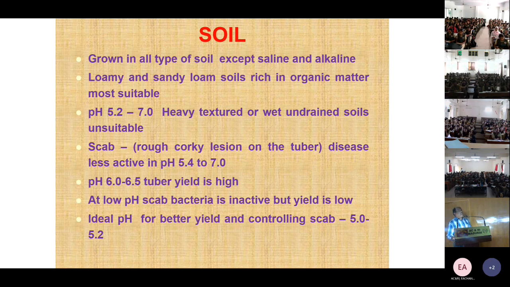And for the pH 5.4 to 7, it causes somewhat rough corky lesions on the tuber. And regarding the pH 5 to 5.2, it is best to control the scab disease, but the yield is low. Whereas the pH of 6 to 6.5, the tuber yield is high, but the scab problem is more. So that is the reason.